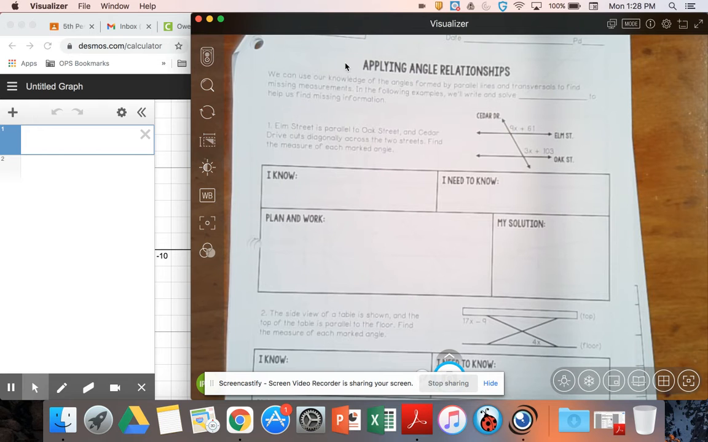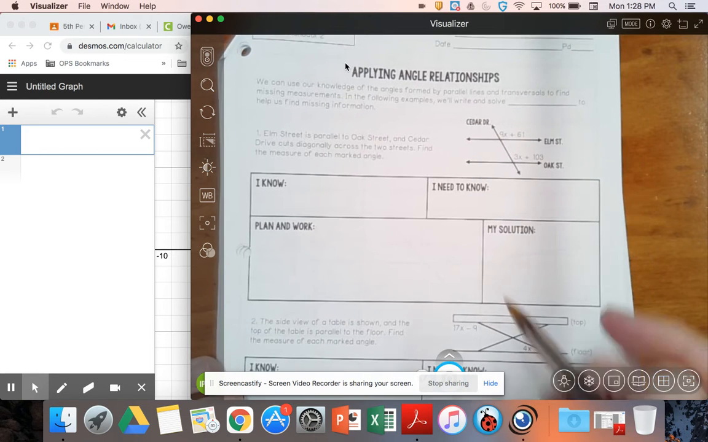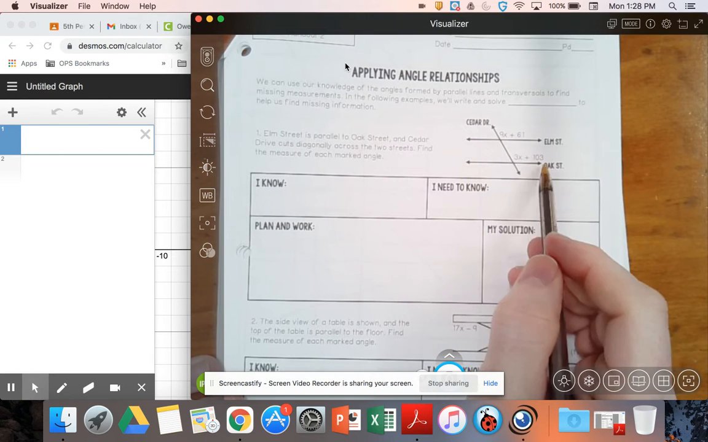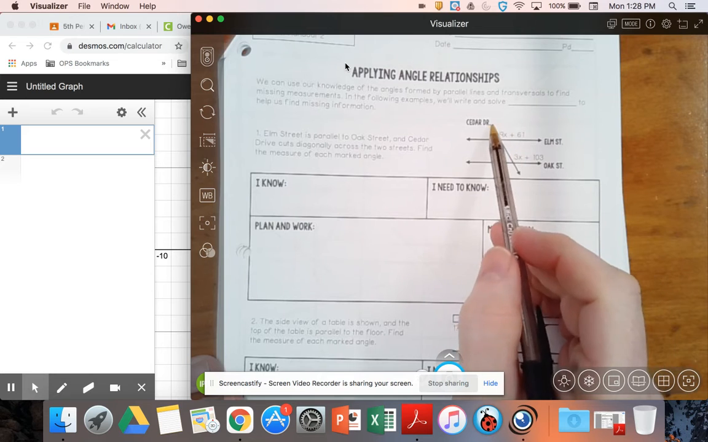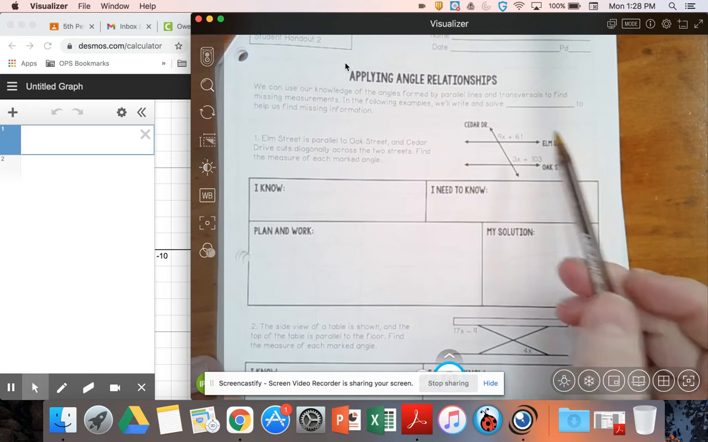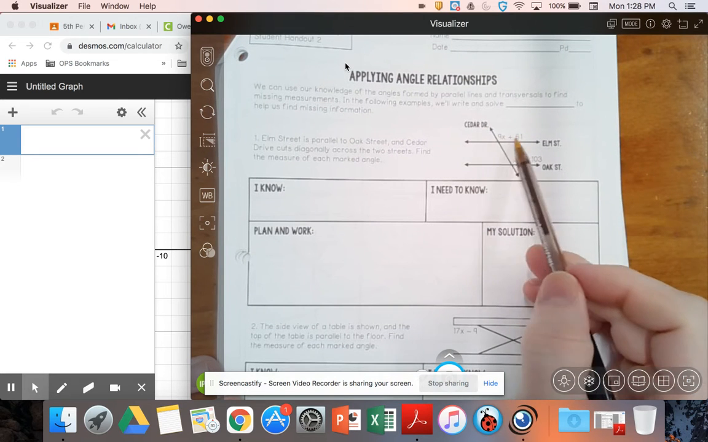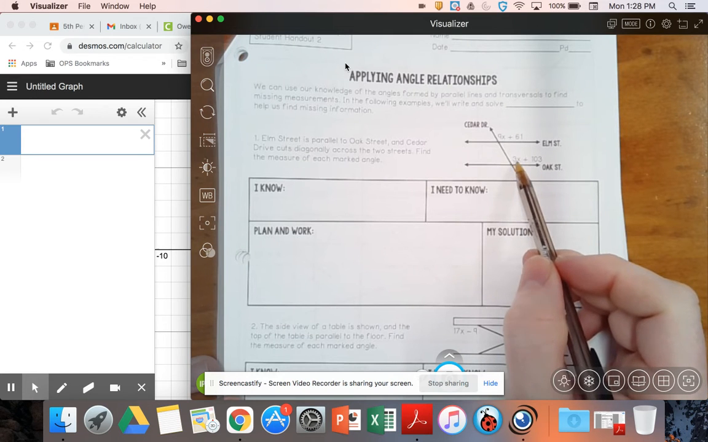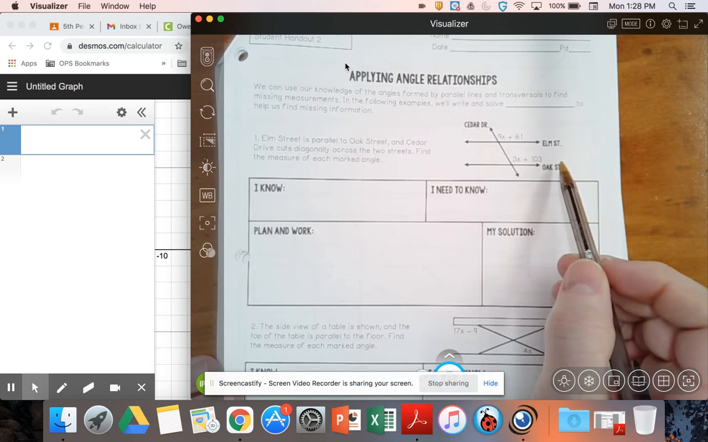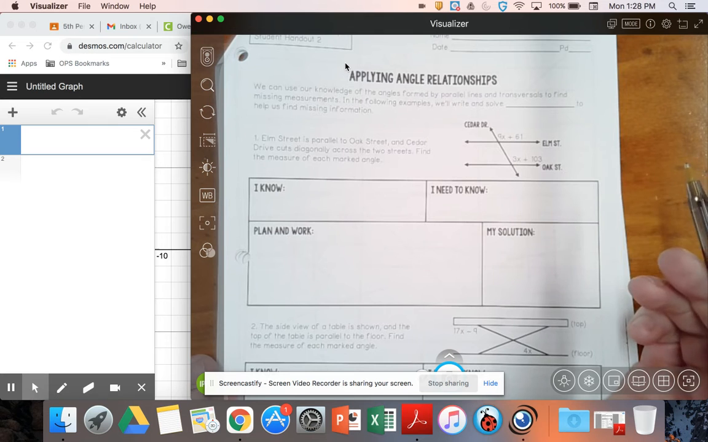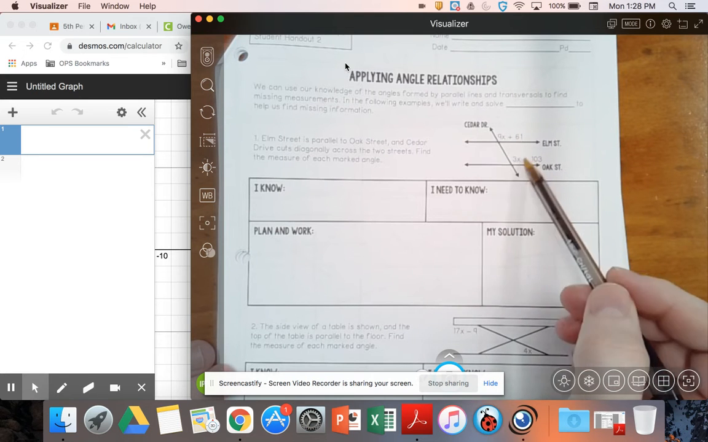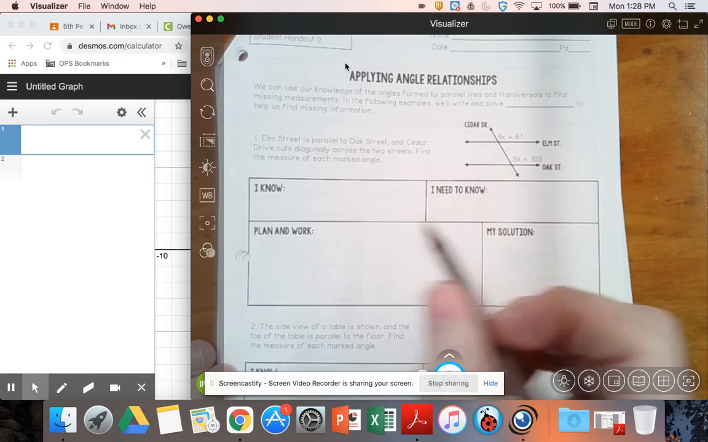Okay, so let's take a look at the first one here. We're looking at our two parallel lines, Elm Street and Oak Street. We have a Cedar Street that's our transversal. We have this angle right up here, which is 9x plus 61. And this one now is 3x plus 103. Okay, so what we know here is that these two angles are matching corners. So these two angles are corresponding.